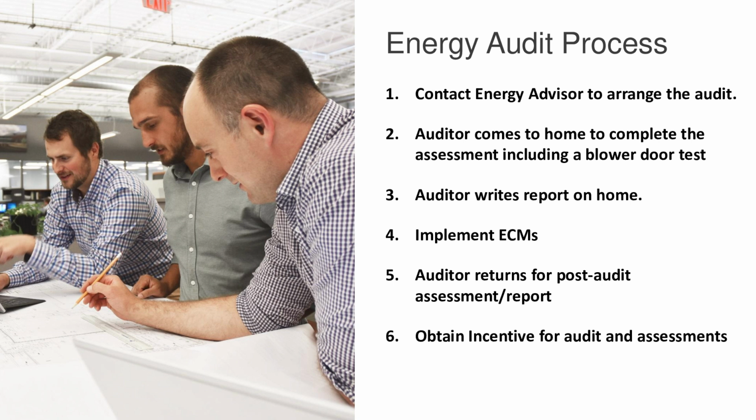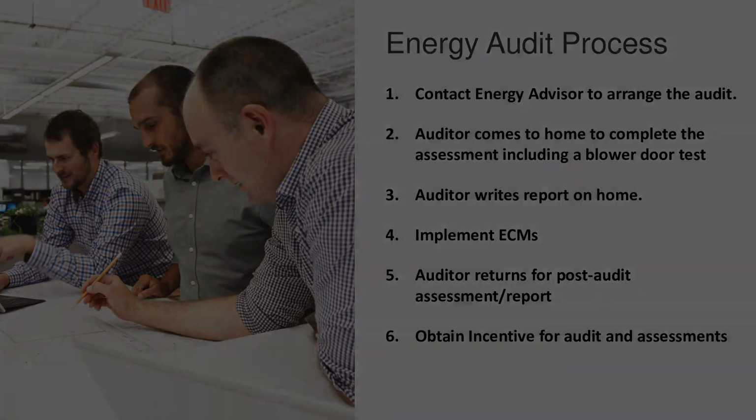Contact them. They'll arrange to come to your home or otherwise to complete the initial assessment and a blower door test. This gives them the opportunity to see your home, understand where the opportunities may be, and complete that blower door test. After which they'll write a report and provide that report to you as documentation that this has been looked at. Then you're working through a series of implementations of those energy conservation measures.